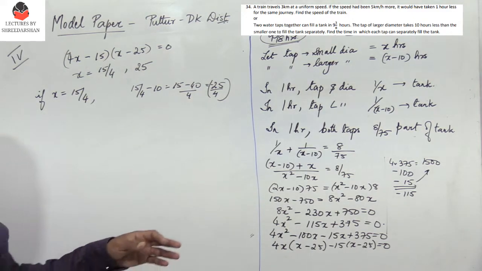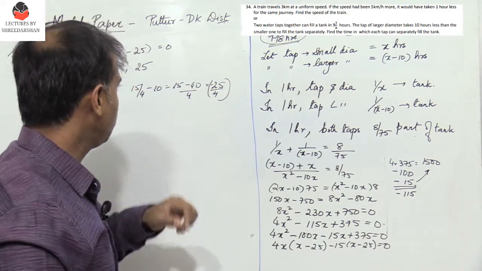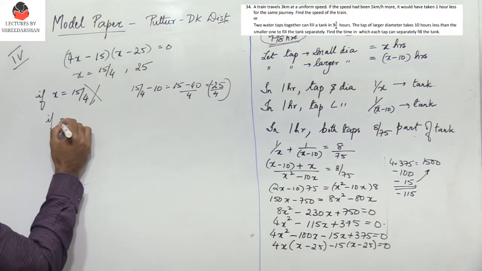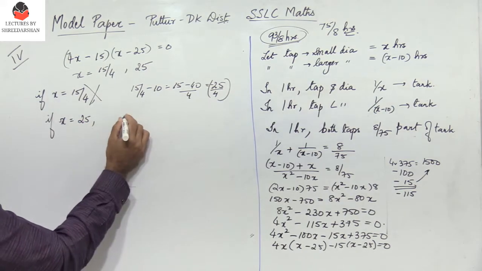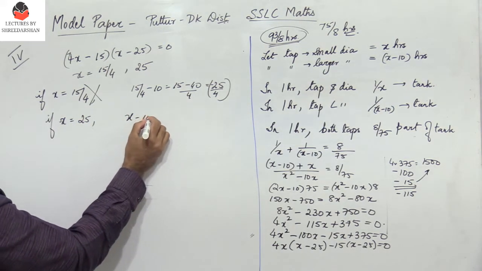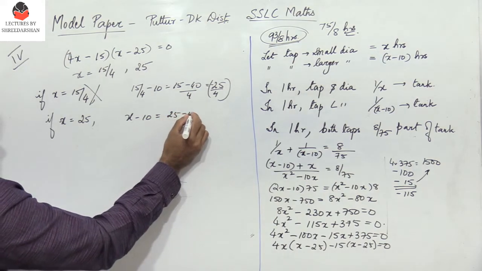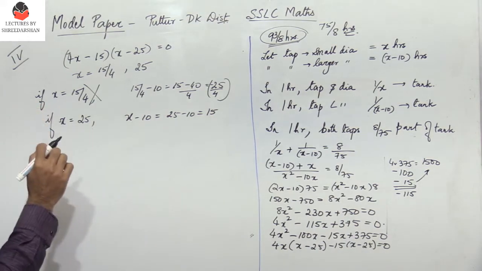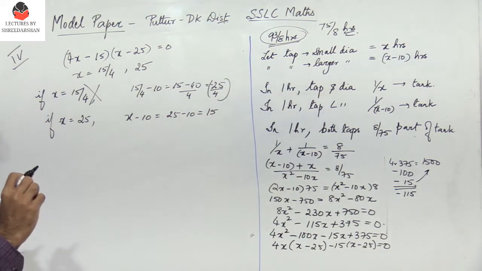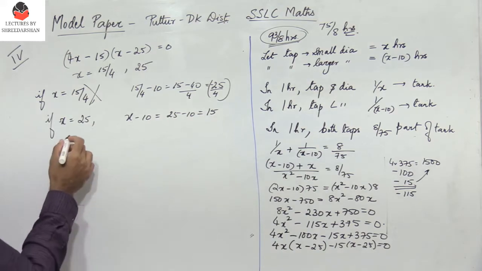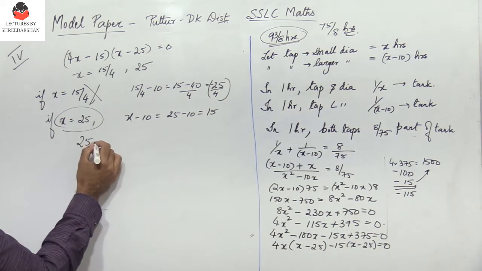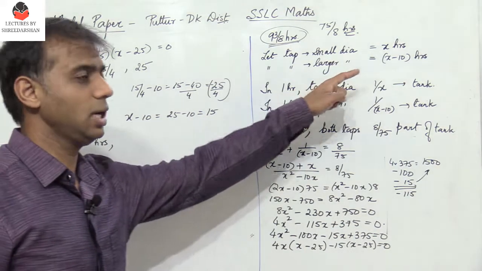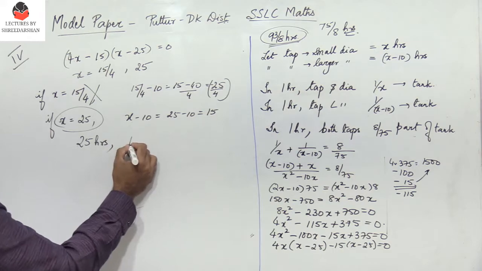So I cannot have time which is negative. So therefore, we cannot have x equal to 15 by 4. So now if x is equal to 25, then x minus 10 will be 25 minus 10, which is equal to 15. So therefore, if the tap with the smaller diameter is used to fill the tank, it would fill in 25 hours.